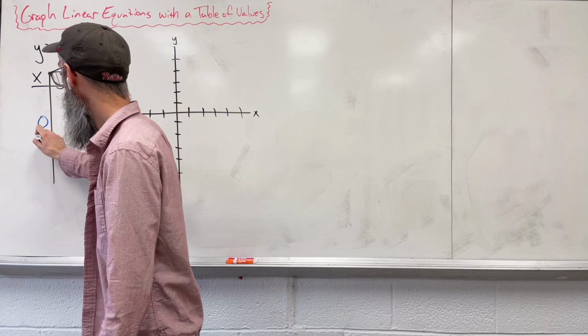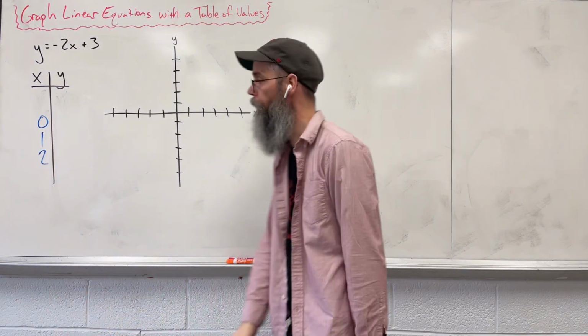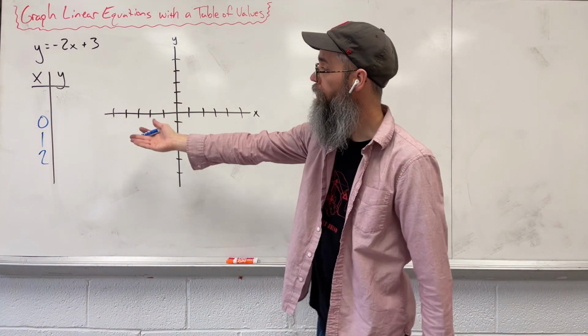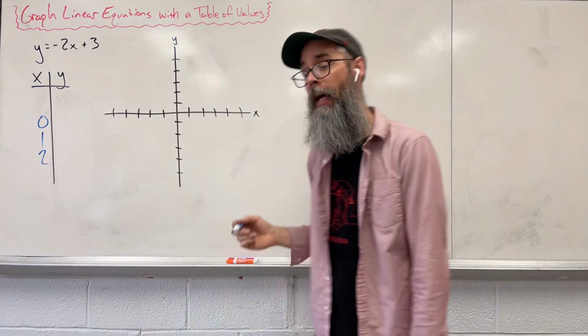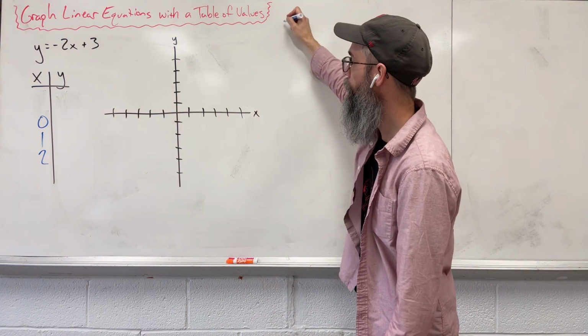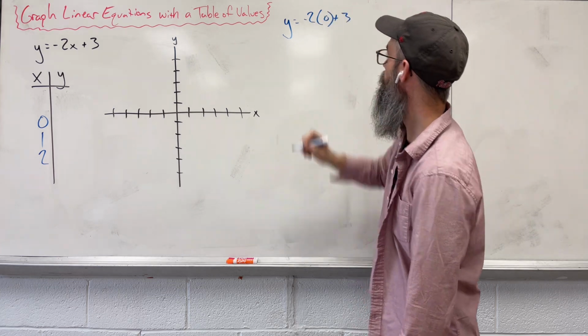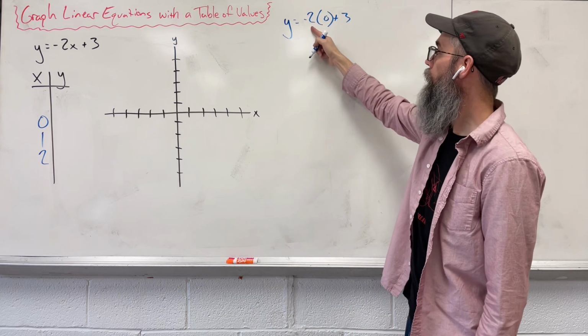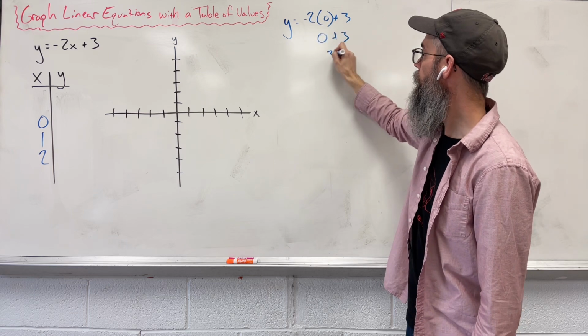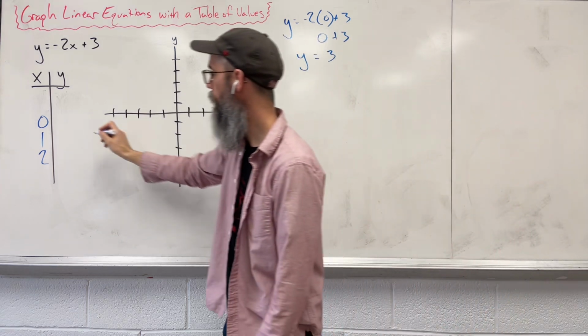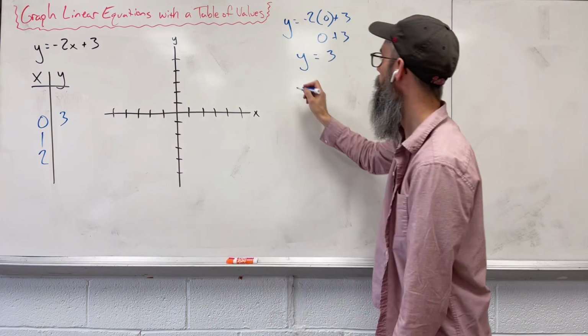I like to start with 0, 1, and 2. I want to take these three numbers one at a time and substitute them back into our problem. So that gives us y equals -2 times 0 plus 3. -2 times 0 is 0, plus 3 gives us 3. So when I plug 0 in, I get a 3.